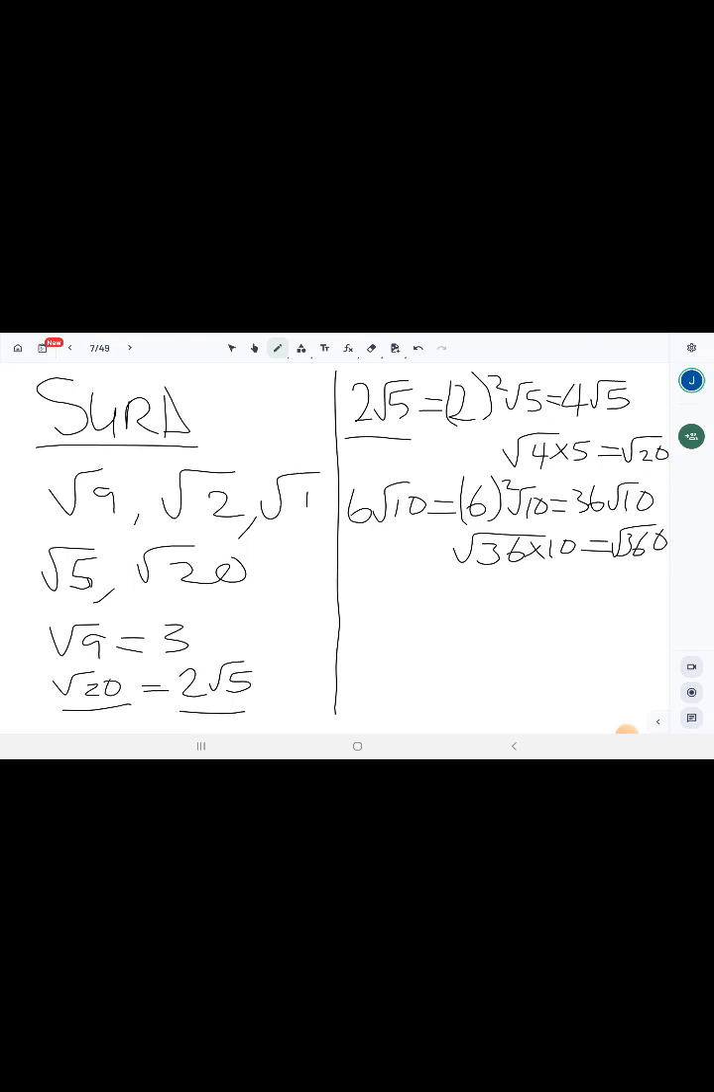I'm going to leave a question here for you to do. You try this. Try for me 8 root 6, and let's go with another, 2 root 7, and also 5 root 11, and lastly 3 root 8.